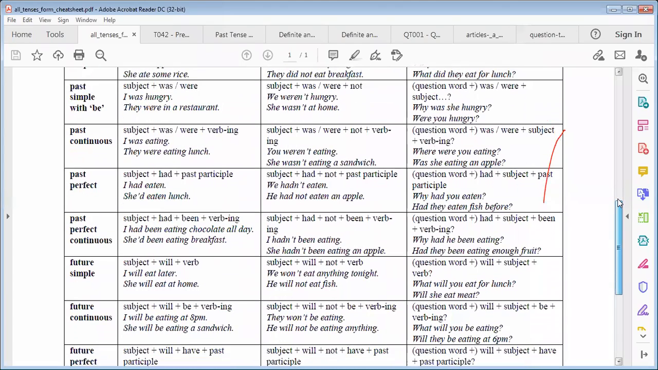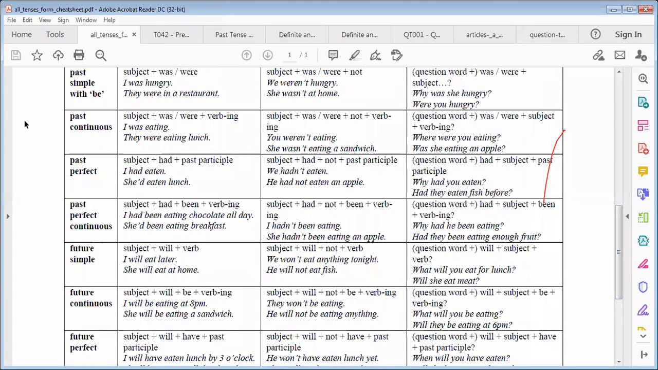Then next is past continuous tense. Past continuous, what is going to change? Present continuous was subject plus am, is, are plus verb plus ing. Now the helping verb changed, was or were, right? So was or were is the past form of the verb to be, which will be used in past tense. So I was eating, they were eating lunch. So this you must remember that was is used with singular subjects, were is used with plural subjects.